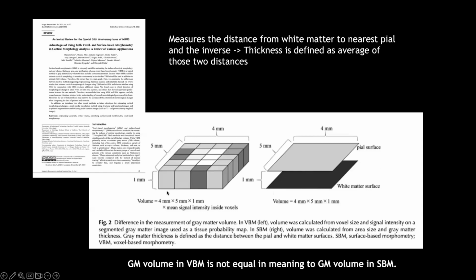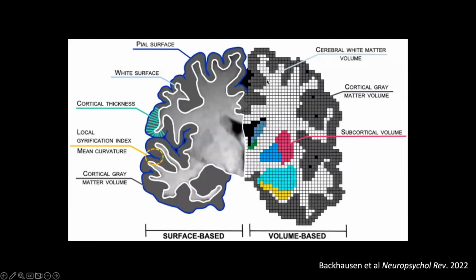The other thing that you should have in mind is that the thickness is basically the gray matter surface is built from the white matter. And this is how thickness is calculated in SBM. It's basically the average between the distance from the white matter to the gray matter and back. This is a very nice illustration that shows the differences between VBM and SBM.